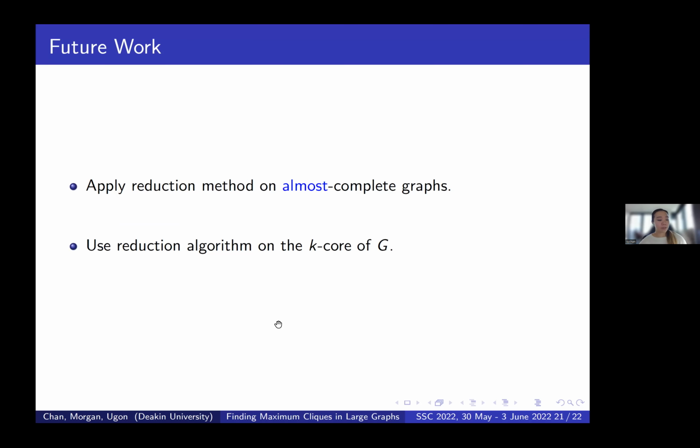Future work. Here we looked at only cliques and finding complete graphs. We would maybe try and apply the reduction method on almost complete graphs, so perhaps if we have 1 or 2 edges missing, and see how that reduction applies. And maybe also look into using the reduction algorithm on the k-core. So we first get the k-core of the graph and then reapply the reduction algorithm to see if we are able to further reduce the graph any better or get any more information from this reduction.